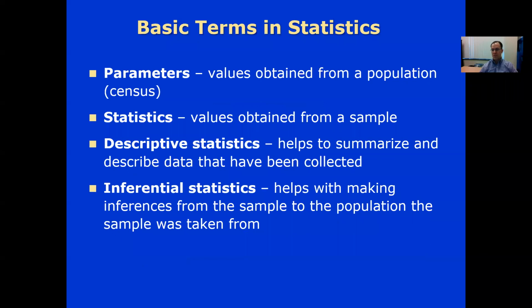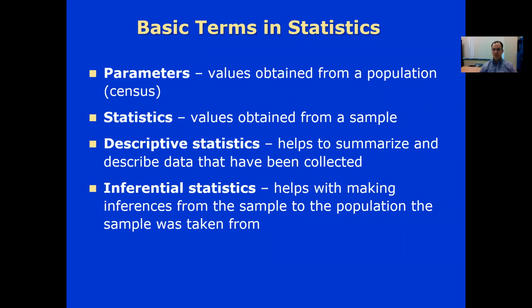So some basic terms to review with statistics: you have parameters, which are values obtained from a population or a census, and then you have statistics themselves, which are values obtained from a sample. So both of these will give you an idea of how statistics will be determined. And there are two different types of statistics that we'll be talking about, at least in global terms.